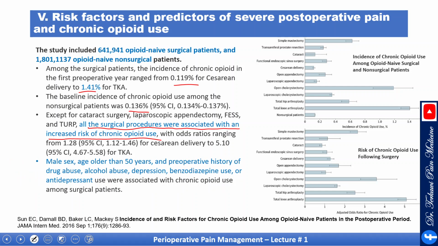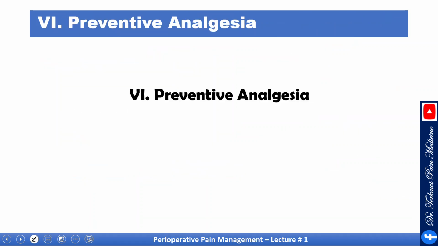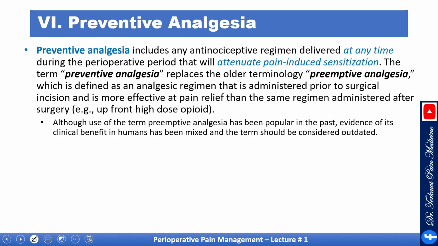Again, factors associated with new opioid use: male, age older than 50, preoperative history of drug abuse, which always shows up, alcohol abuse, depression, benzodiazepines, antidepressant medication. Okay, now let's talk about a very important concept called preventive analgesia.